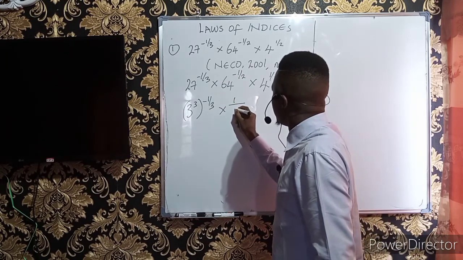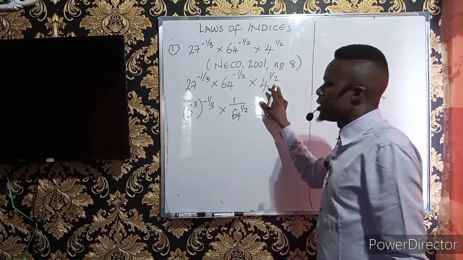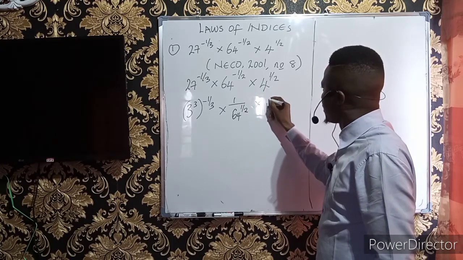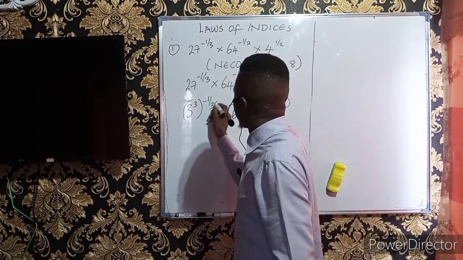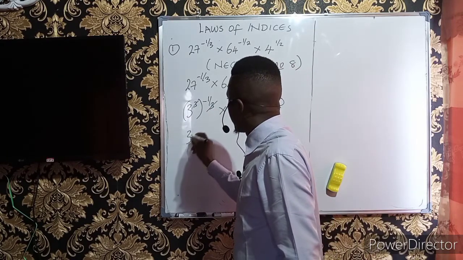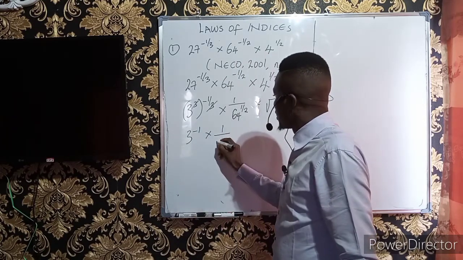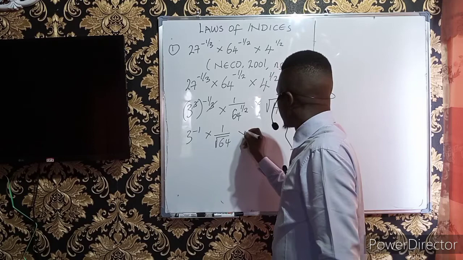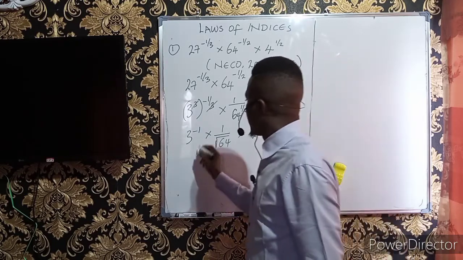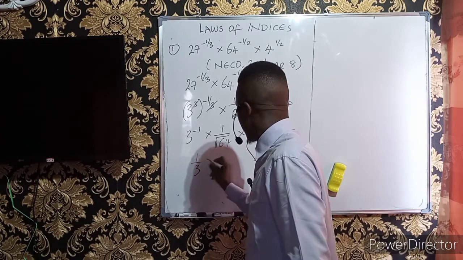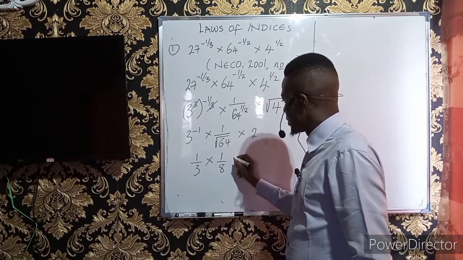1 over 64 power of half. Any number power of half implies square root of that number. So this is just square root of 4. Then this will cancel out. We are having 3 power of minus 1 times 1 over 64 power of half here, so I will say square root of 64 times the square root of 4 will just give me 2. So 3 power of minus 1 means 1 over 3 times, this is now 1 over 8, because square root of 64 is 8, then times 2.